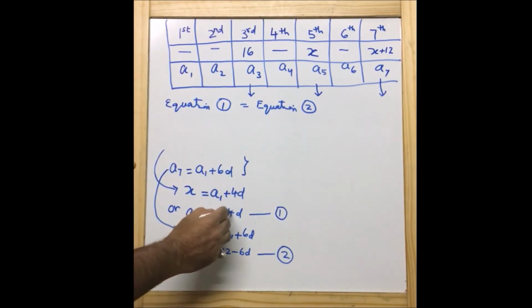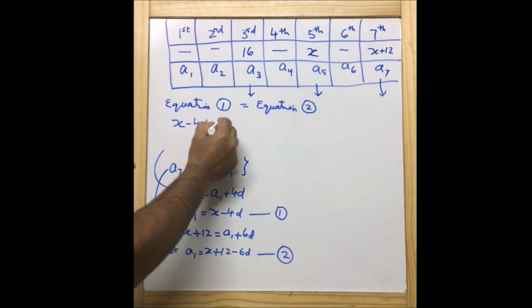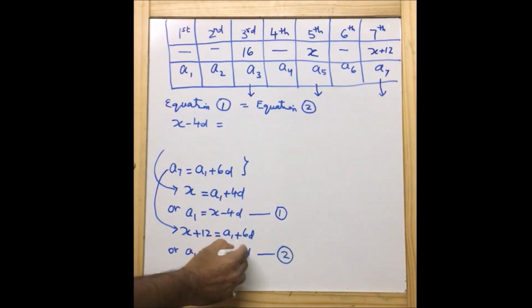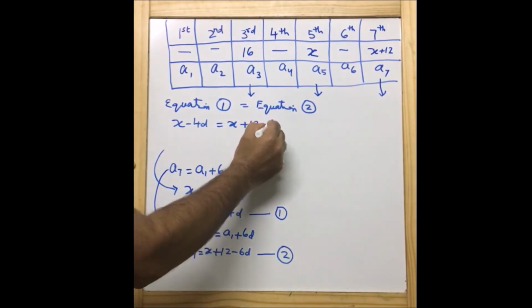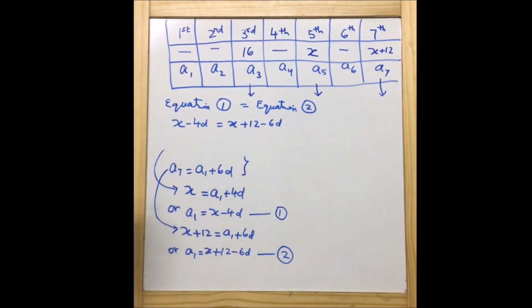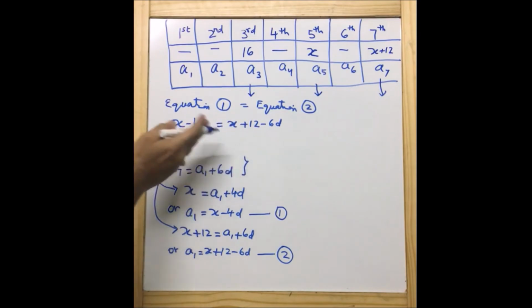So I can write X minus 4D is equal to X plus 12 minus 6D. Now guys, we got one equation. So let us solve this equation.